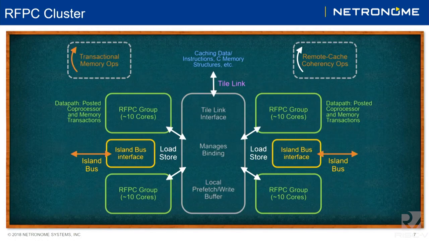The cluster is made up of groups of RISC-V processors. In this example, each group contains 10 processors. The processors have the ability to go in several different directions. I mentioned transactional memories. We utilize the island bus interface, in this case, to generate the transactional memory operations, and a data management flow control to support the multiple cache operations for the TileLink interface.